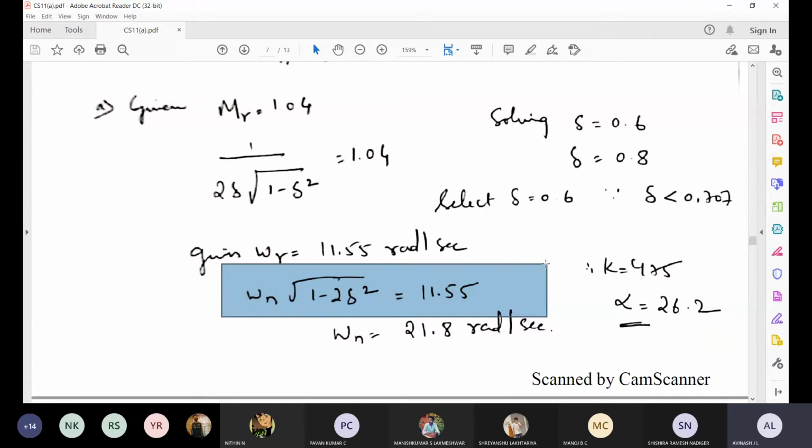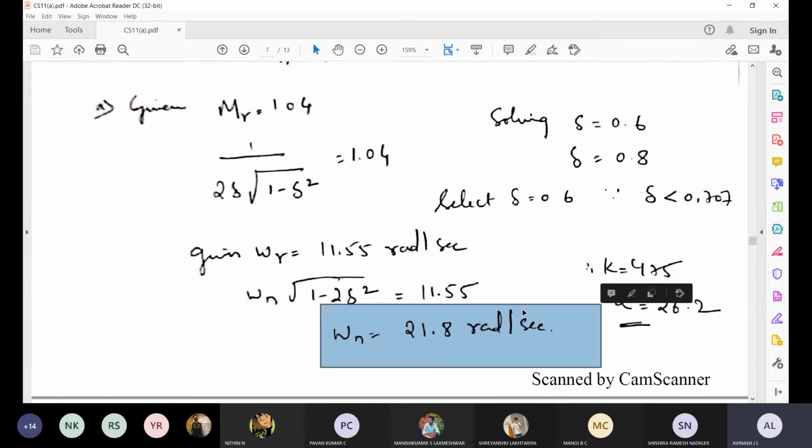If you solve one numerical, the second numerical is very easy for you. Omega n into square root of 1 minus 2 delta square will be equal to omega r, and omega r equal to 11.55. In this numerical we have found the delta value as 0.6. If you substitute 0.6 for delta, omega n comes out to be 21.8 radians per second.